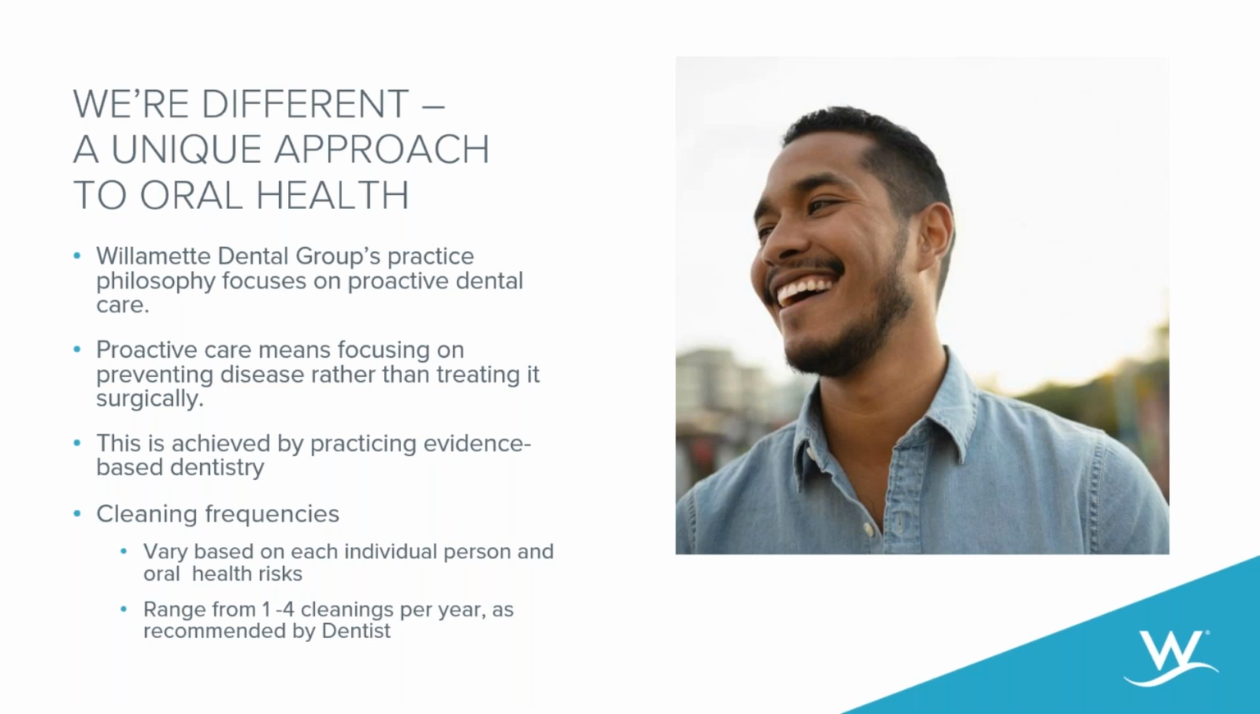How often your teeth are cleaned at Willamette may be different than what you're used to. So because we use the latest scientific evidence, cleaning frequency is also based on that evidence. So we use a personalized risk-based approach, which means some patients with gum disease may need a cleaning every 3, 4, or 6 months, while others with excellent at-home care may only need a cleaning once a year, which is completely safe and healthy. So cleaning frequencies will range from 1 to 4 cleanings per year as recommended by your dentist.